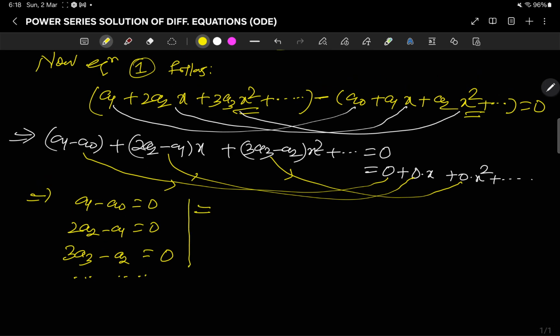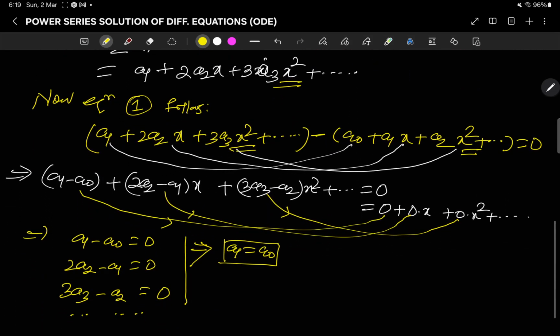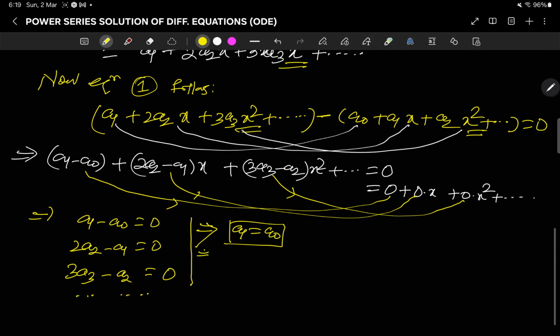If you simplify it, this implies a1 is a0. As I have already told you, this is a first order differential equation, so there will be only one arbitrary constant. That constant will be a0, and the rest will be expressed in terms of a0. So what will be a2? a2 will be a1 divided by 2. Now substituting the value of a1 as a0, this is a0 by 2, or I can write it as a0 by factorial 2 to get a pattern.